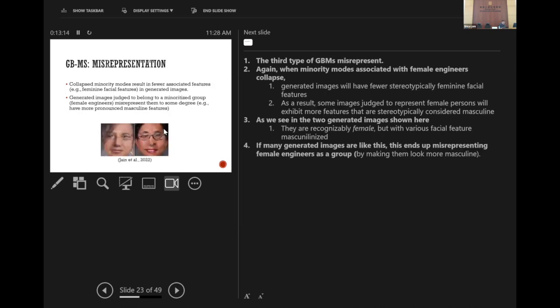And finally, the third type of GBMs misrepresent. So for example, when the minority modes associated with female engineers collapse, generated images will tend to have fewer stereotypically female facial features, right? So some images that are ultimately judged by the human test subjects to represent female persons will still exhibit more features that are stereotypically considered masculine. As we can see in the two images on the slides, they are recognizably female, but with various facial features masculinized. So if many generated images are like this, they will end up misrepresenting female engineers as a group by making them in general look more masculine.